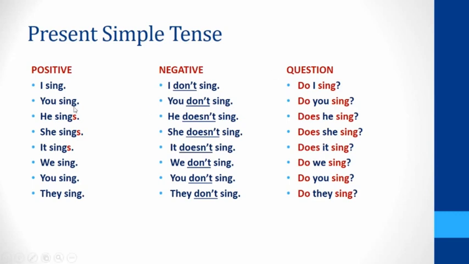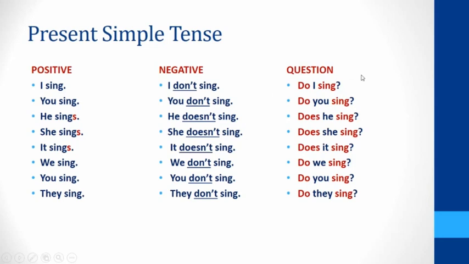I da primetimo da ovo s koje smo imali u potvrdnoj rečenici, he sings, ovdje je kod doesn't i nema ga kod sing. He doesn't sing. She sings, she doesn't sing. Znači to se kao da se prebacilo kod does i nije ovdje više na kraju kod sings.